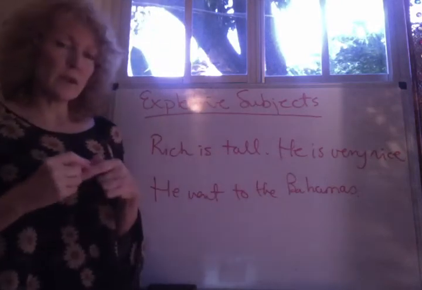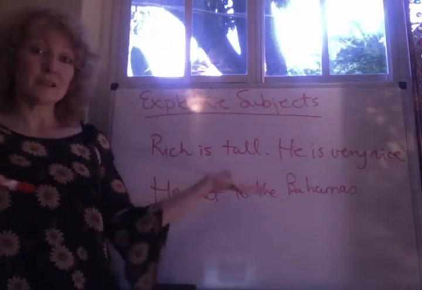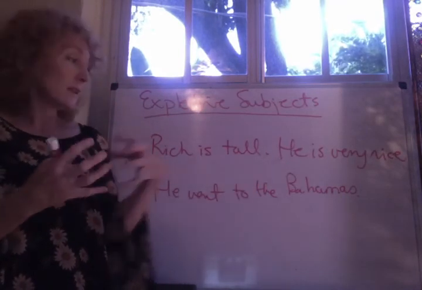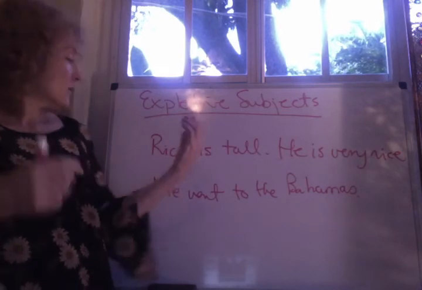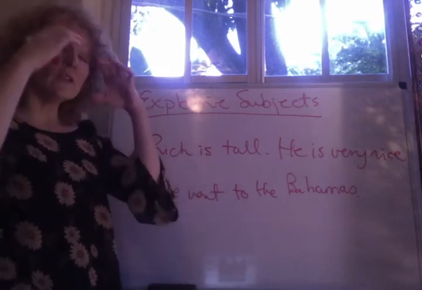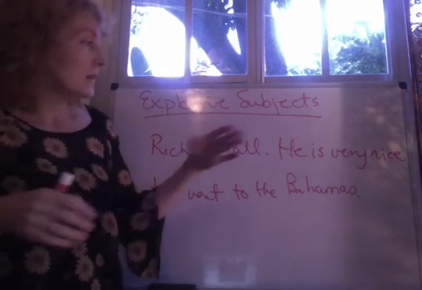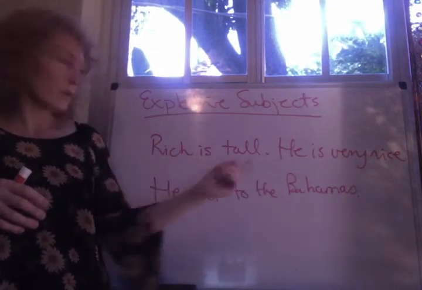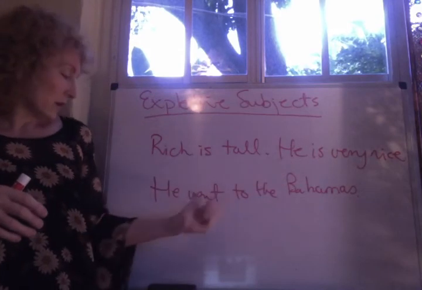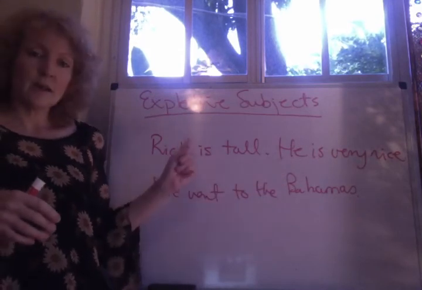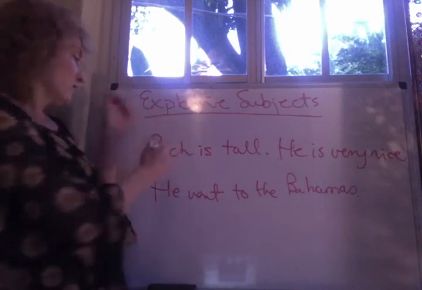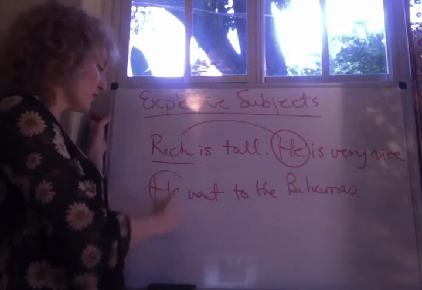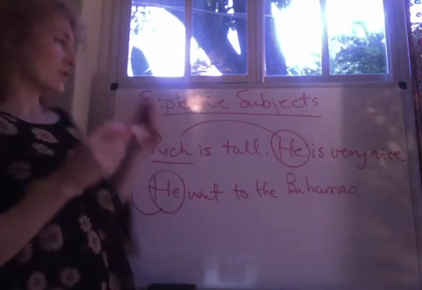Okay, so here we have something larger than a sentence. Why? Because now it's a whole discourse. A discourse is a sequence of sentences that together are meaningful. So when you say Rich is tall, and immediately following that, he is very nice, he went to the Bahamas, what is the most natural way to interpret he in he is very nice and he went to the Bahamas? As being the same person as Rich, right? So we refer this pronoun he back to Rich, and we refer this pronoun back to Rich.